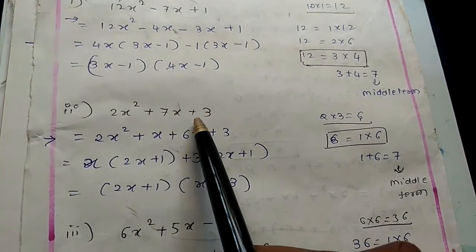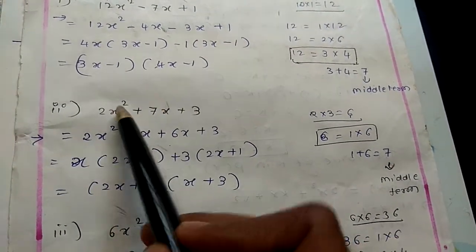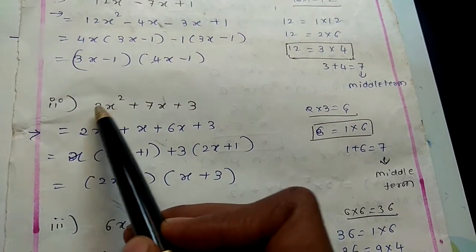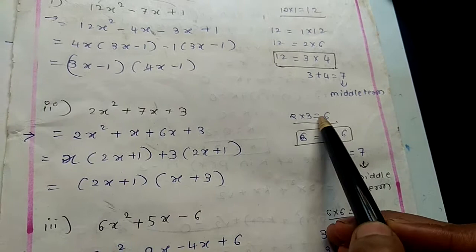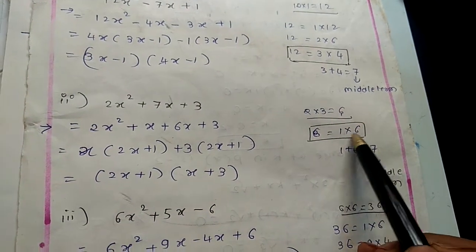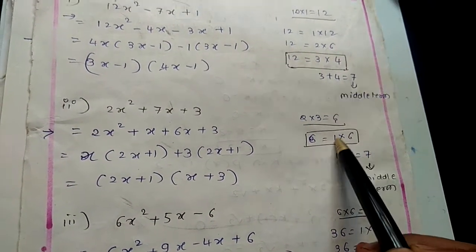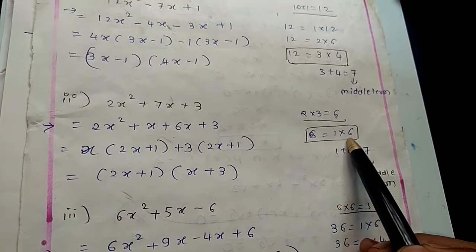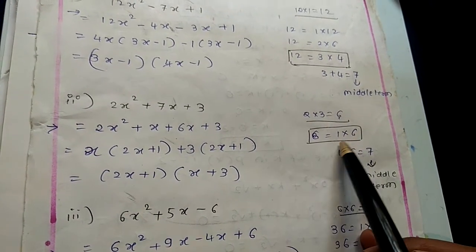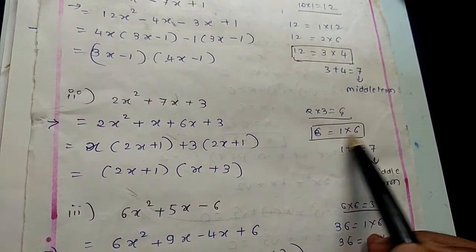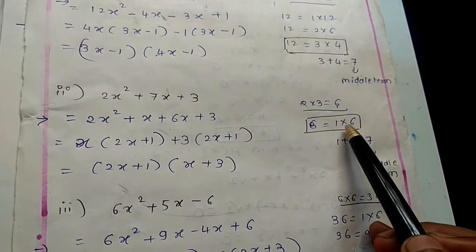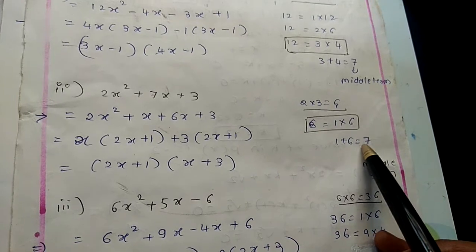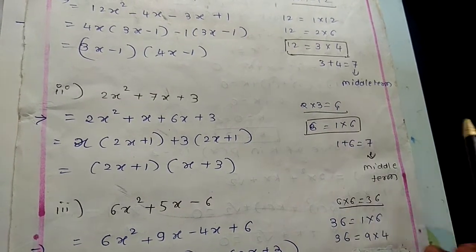2x square plus 7x plus 3. As I told you, the coefficient of x square, that is a, and this constant c, you have to multiply. 2 threes are 6. Now we have to go on finding the factors of 6. 1 into 6, that is 1 six is 6. Next you have to check that after adding or subtracting these two, you should get the middle term, that is 7. So if you add this, you will get 7. So you have to choose these two factors.